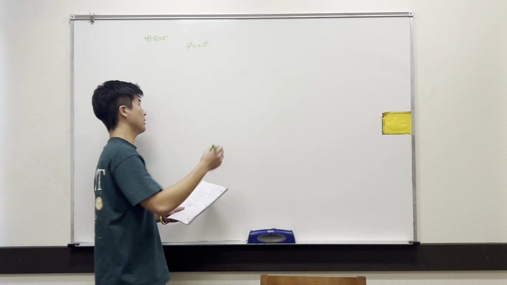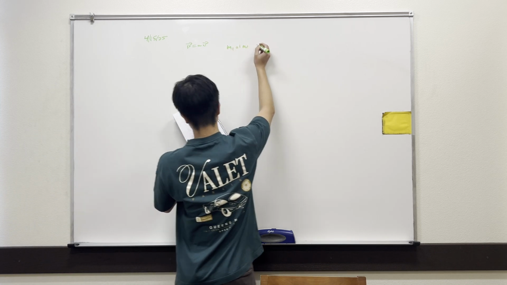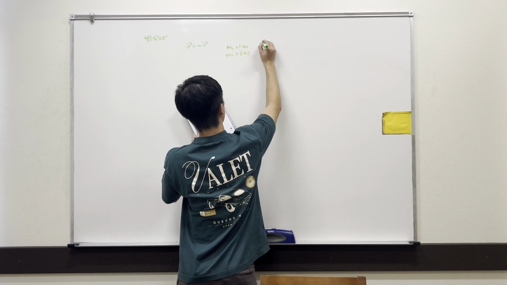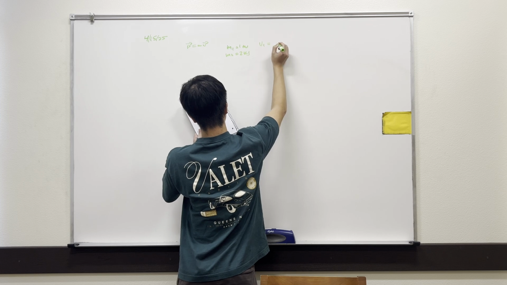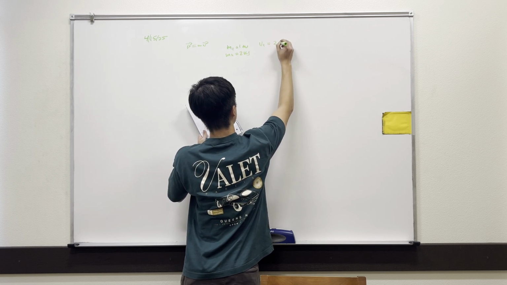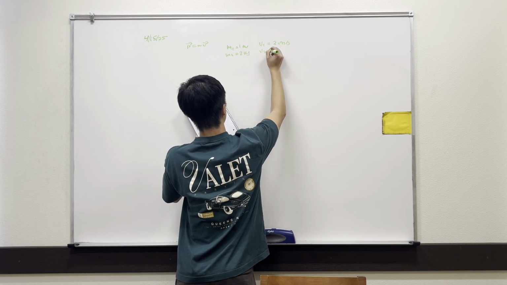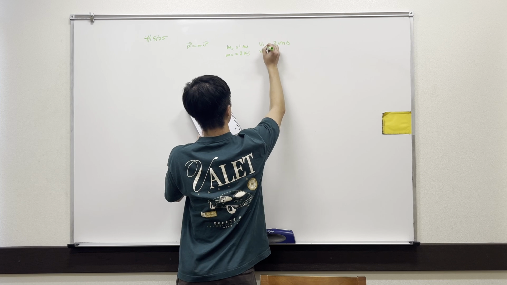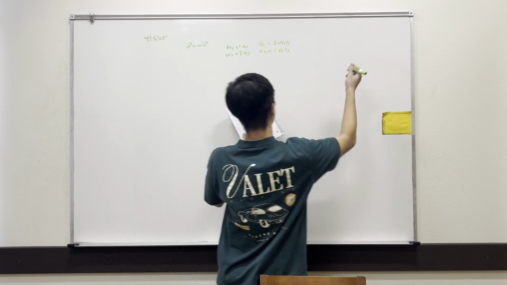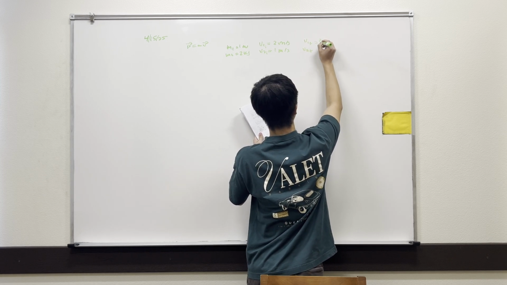What we're given is m1 equals 1 kilogram, m2 is 2 kilograms, v1, the initial velocity, is 2 meters per second, and v2 equals, these are both initial, 1 meter per second, and we're supposed to find v1 final and v2 final.